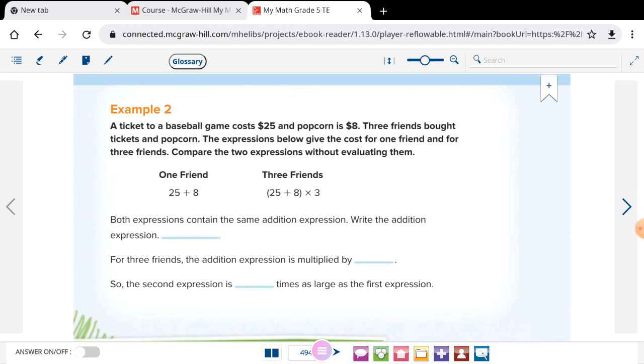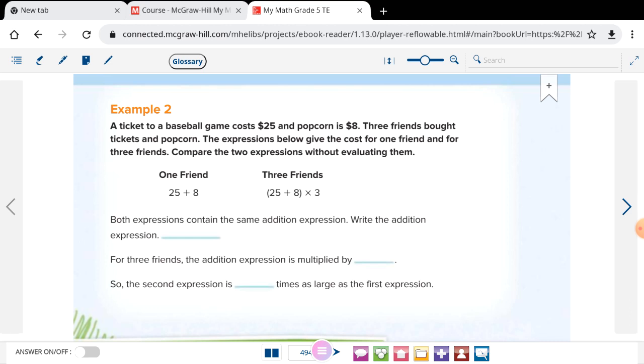Parker, what else is different? One is multiplying. Okay, one is multiplying by what? 3. Okay, so where did the 25 and the 8 come from, Dane? The popcorn and the ticket. Yes, because they bought a ticket for $25 and they bought popcorn for $8. Where did the 3 come from, Kendall? The 3 friends. So why in this one do you think they have 25 plus 8 in parentheses? Parker? Because that's the total of everyone.